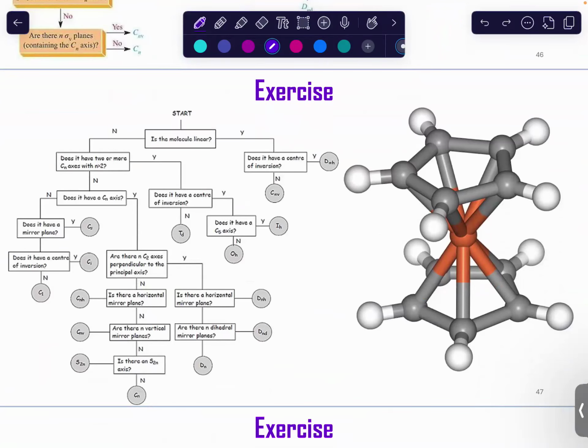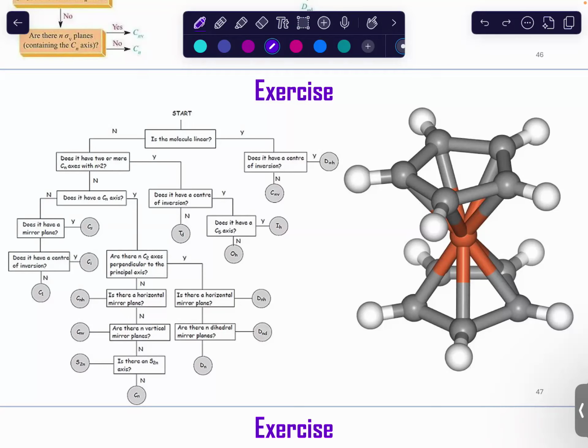How about a harder one? Okay, molecule is not linear. Does it have two or more C axes? I think it definitely does. No, it doesn't have two or more, so it has at least one. What is that axis? It's the C5.